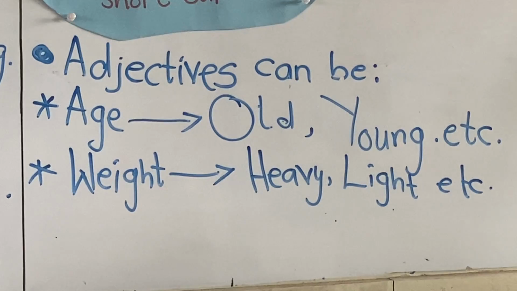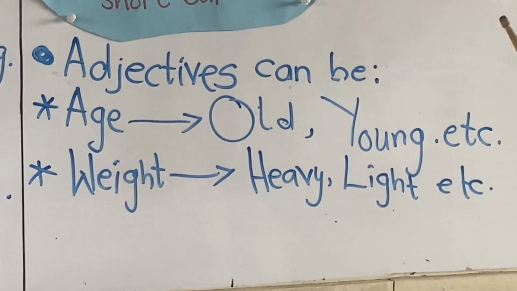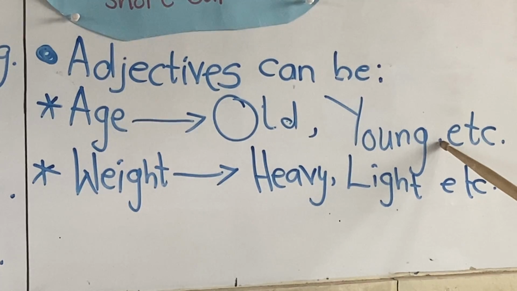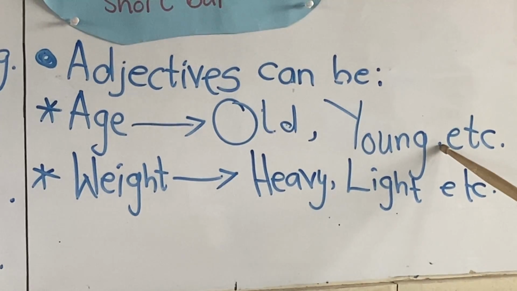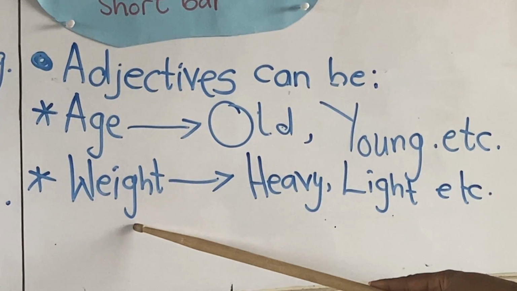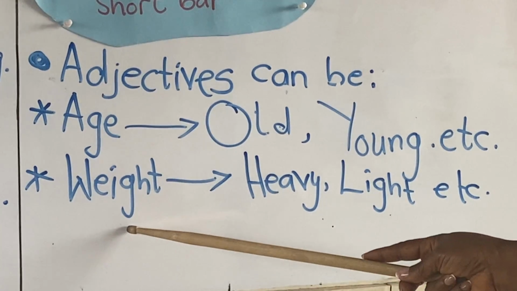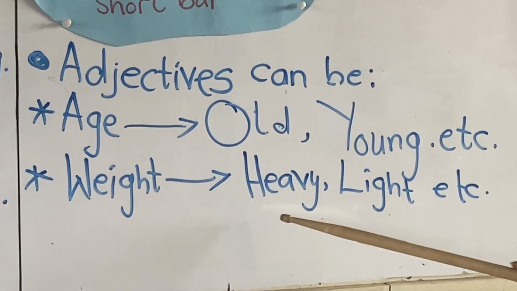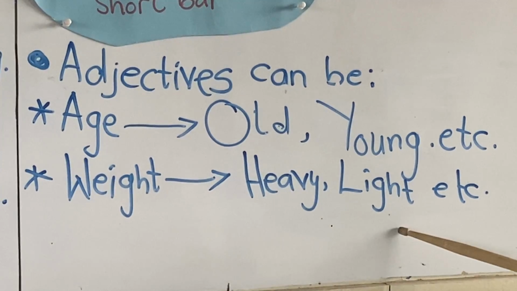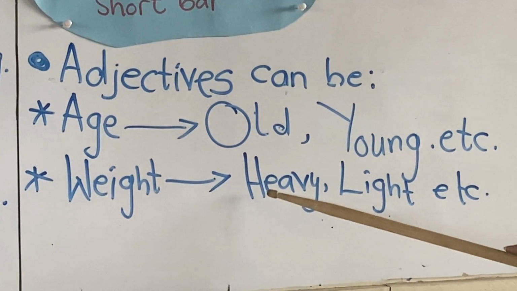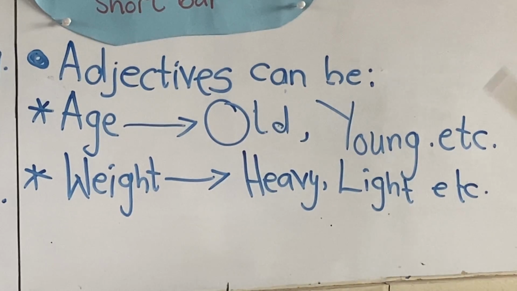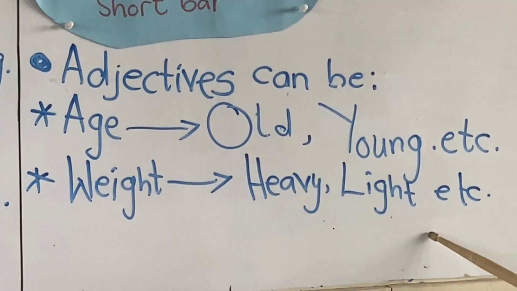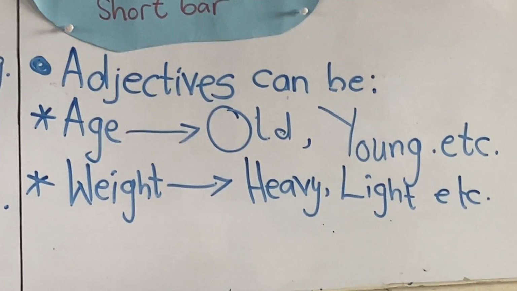Old, young, and a lot of them concerning age are all adjectives. They can be used to describe nouns. Weight. Weight also is an adjective. Example of words used under weight are heavy, light, etc. A heavy load. A light bag. Heavy and light are examples of weight.